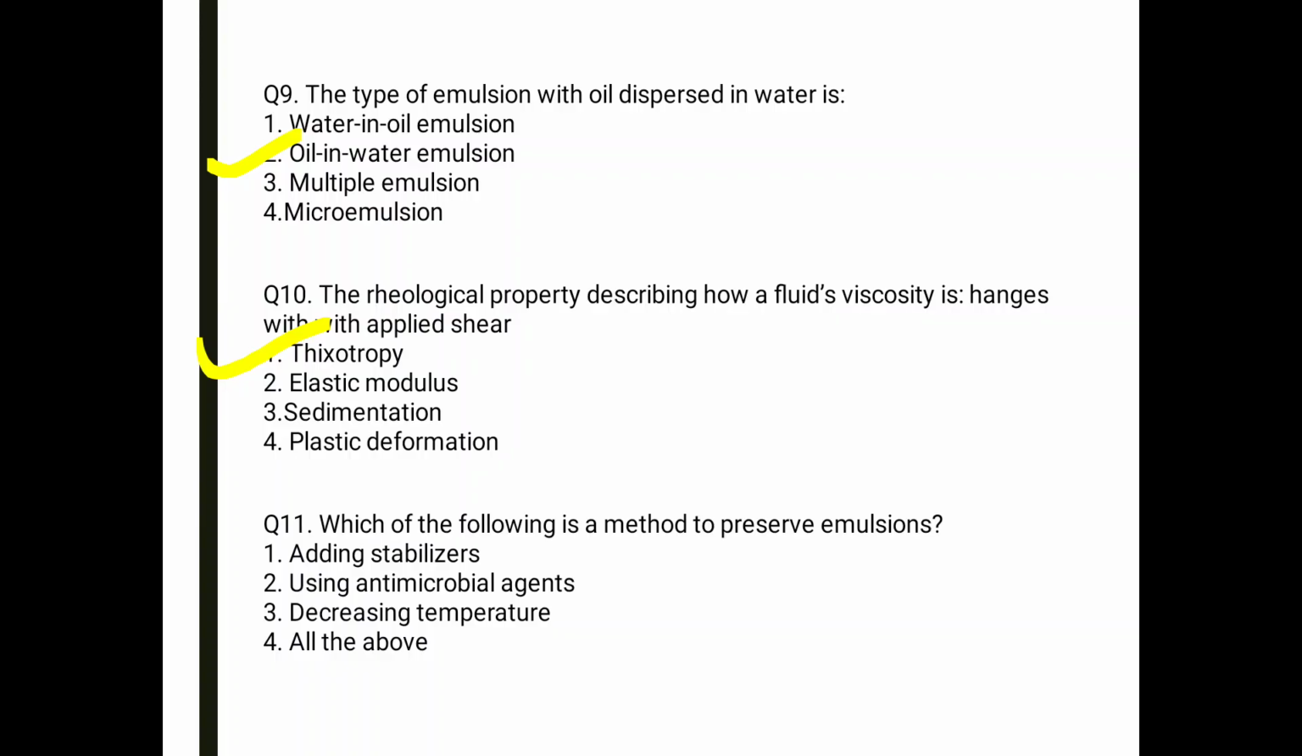Next, which of the following methods preserves emulsion? First, adding stabilizer. Second, use of antimicrobial agent. And third, decreasing temperature. Preserve means to improve the shelf life, the duration, of the emulsion.